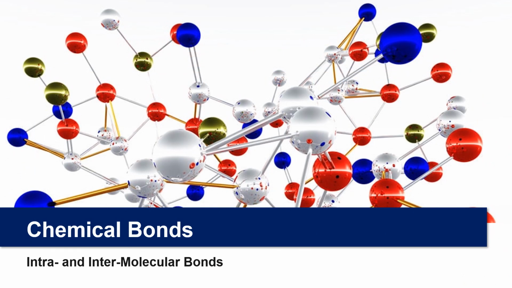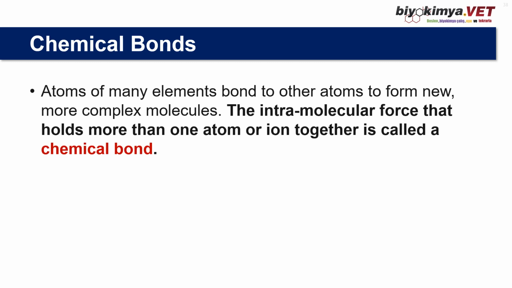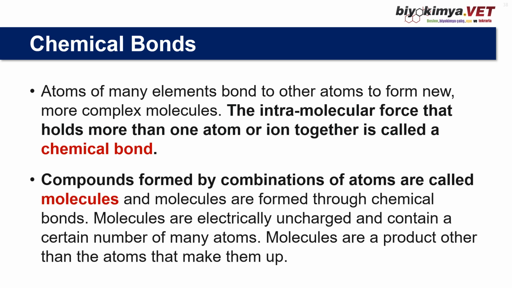It's time for chemical bonds, intra and intermolecular bonds. Atoms of many elements bond to other atoms to form new, more complex molecules. The intramolecular force that holds more than one atom or ion together is called a chemical bond. It is through chemical bonds that molecules are formed. Depending on the charge of the nucleus, the distribution of electrons around the nucleus, and the radius of the atoms, different chemical bonds are formed.